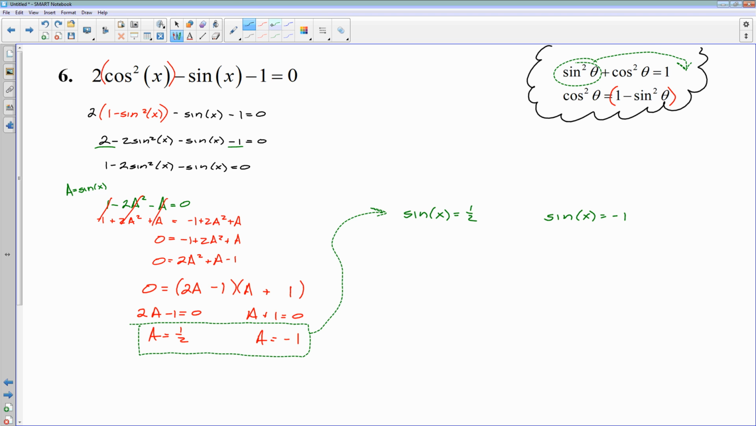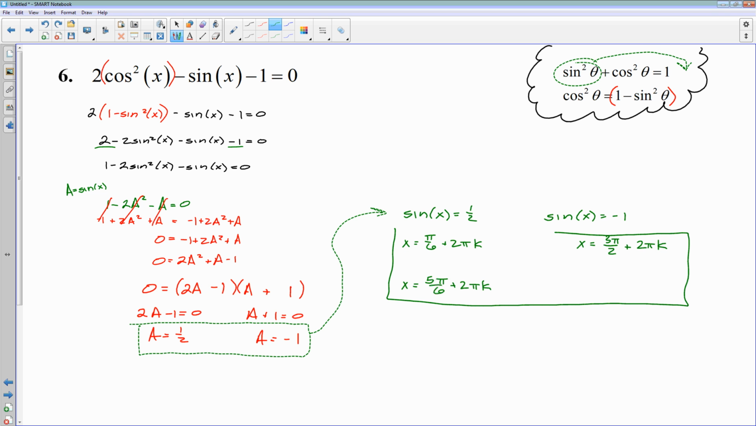I'm going to spare you the unit circle. If sine is equal to 1/2, your y-coordinate is 1/2 at pi over 6, and again at 5 pi over 6. And if sine x is equal to negative 1, the y-coordinate on your unit circle is negative 1 at 3 pi over 2. And again, number 6, the original instructions were find all solutions, so I'll simply add 2 pi k to each of these. This one ended up being a lot trickier than I thought it would be. So there are our solutions for this equation.